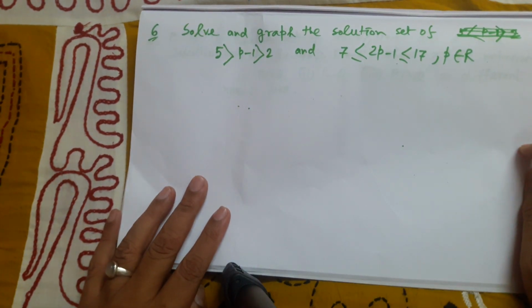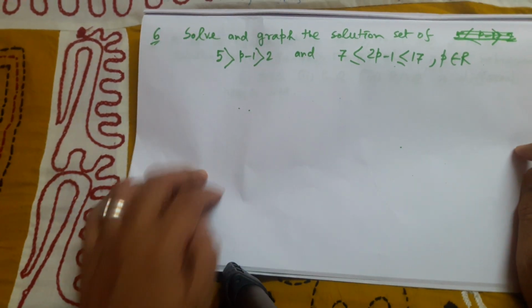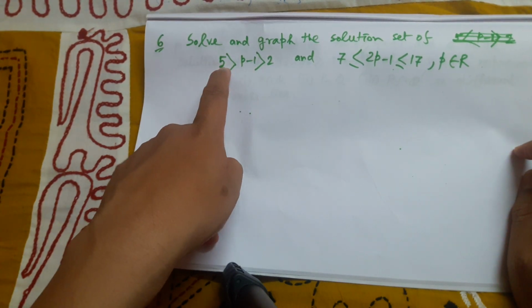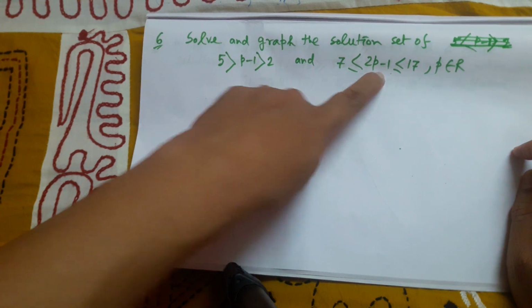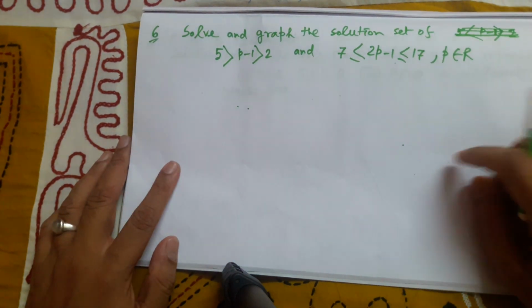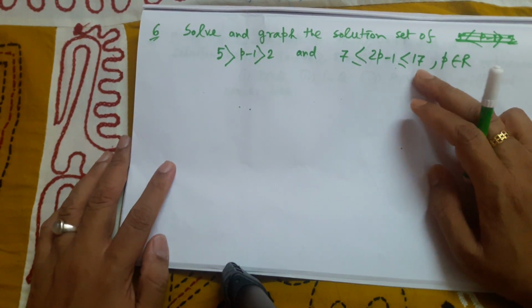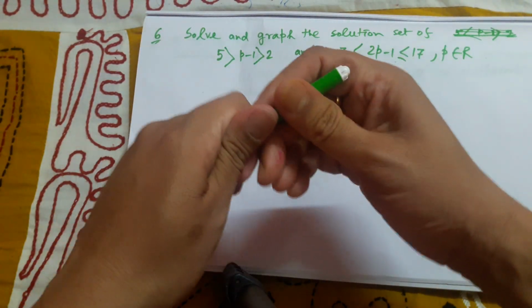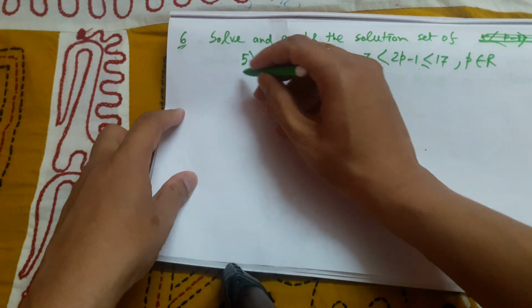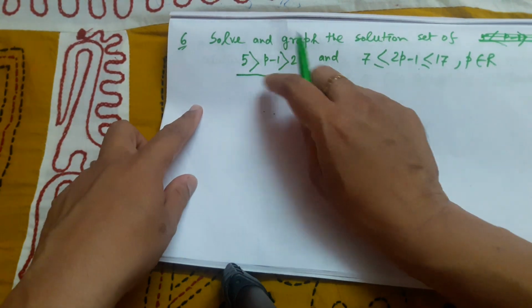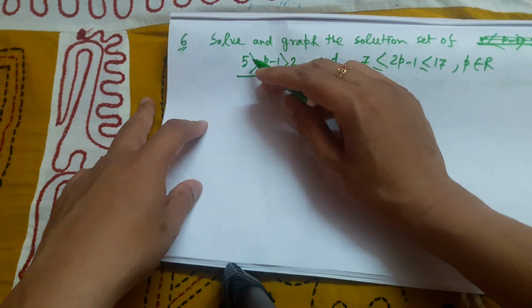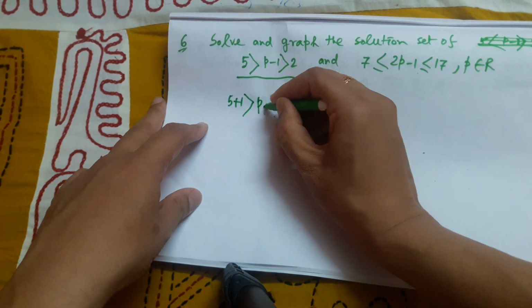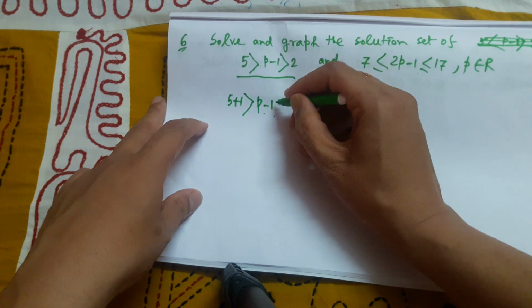Now the problem number 6. The first inequality is p minus 1 greater than 2 and less than 5. And the second inequality is 2p minus 1 greater than or equal to 7 and less than or equal to 17. So in the first inequality we have to add 1 on each expression to get p in the middle term.